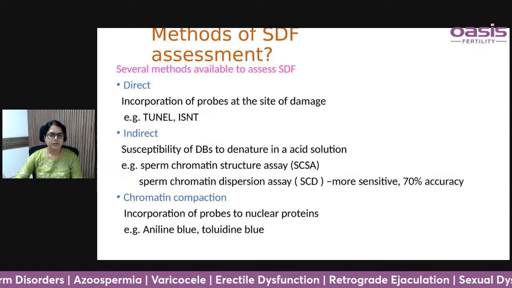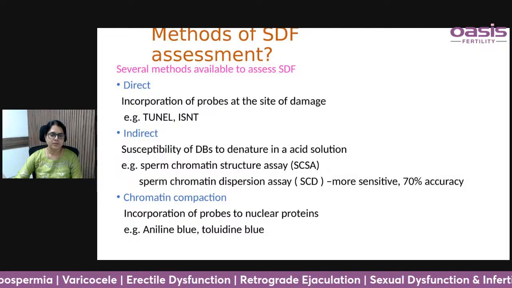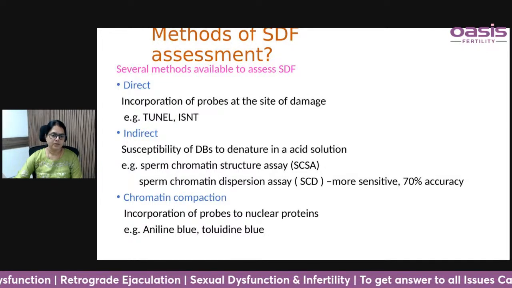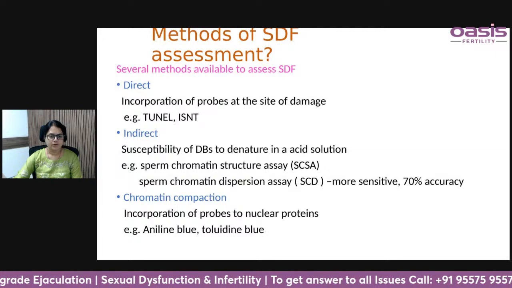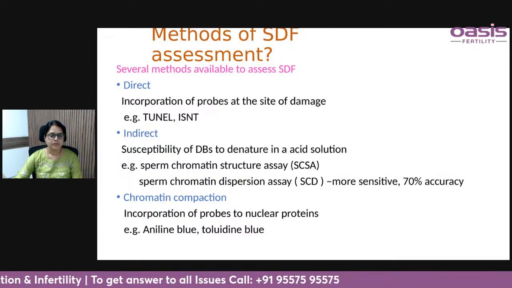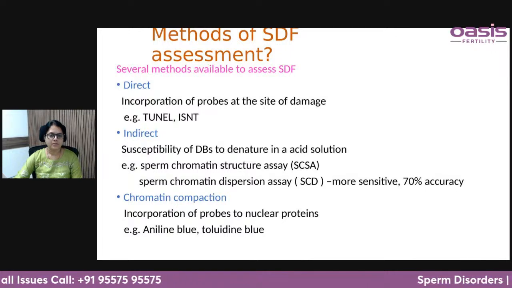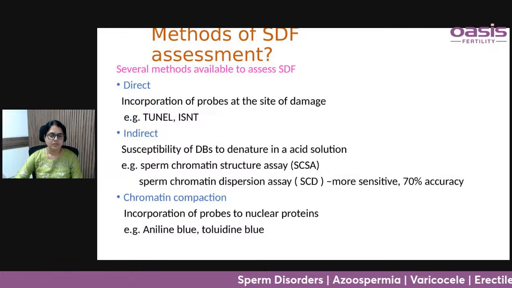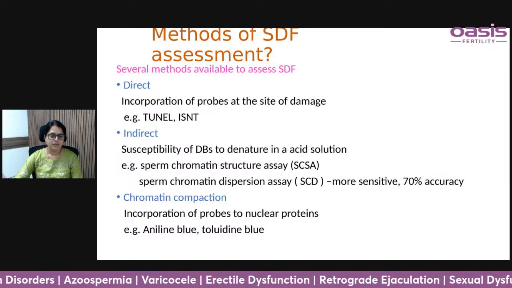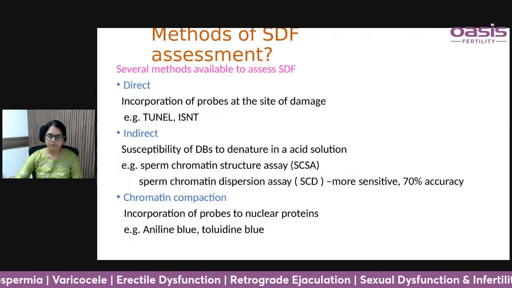And there are different methods available to assess the sperm DNA fragmentation. They are direct tests, for example TUNEL and ISFT tests, and indirect tests like sperm chromatin structure assay, known as SCSA, and sperm chromatin dispersion assay, which is more sensitive and with 70% accuracy, and chromatin compaction tests, for example aniline blue and toluidine blue tests.